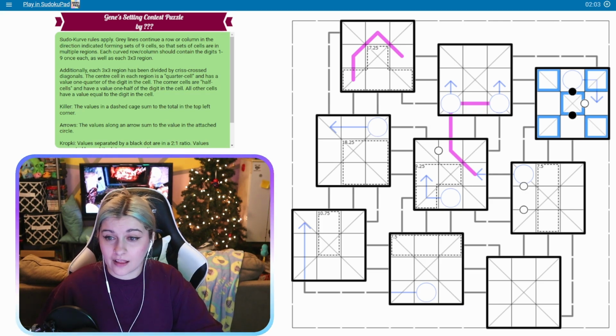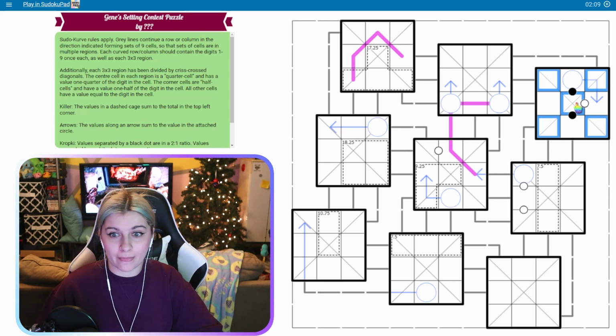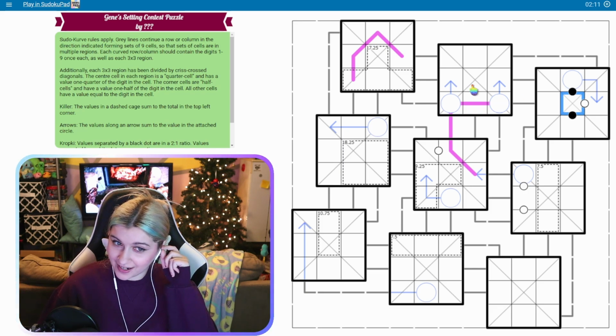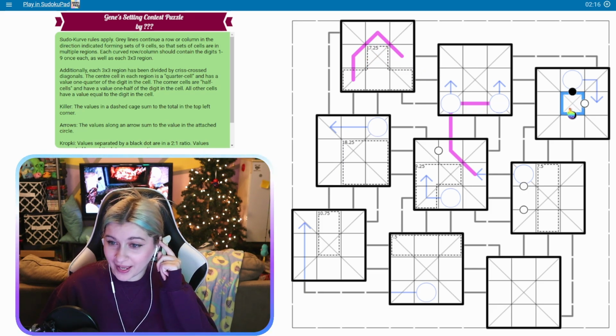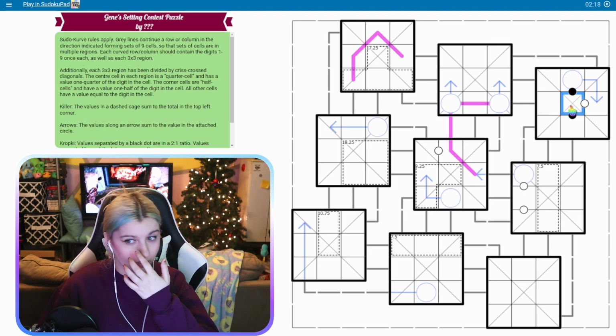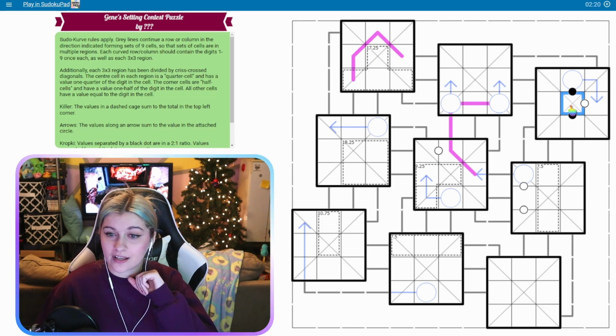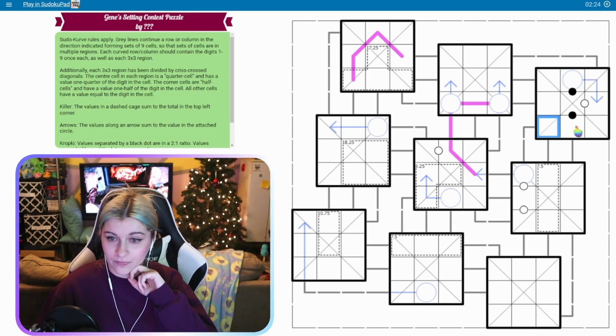The center cell in each region is a quarter cell and has a value of 1/4 of the digit in the cell. Oh, math. Oh my gosh. I was wondering how the 17.25 was going to happen. Okay. A value of 1/4 of the digit in the cell. The quarter cells are half cells and have a value of 1/2 of the digit in the cell. Okay. All others have a value equal to the digit in the cell.